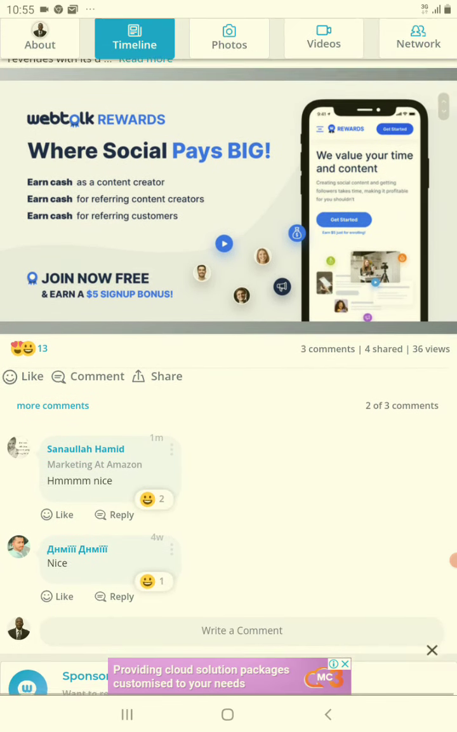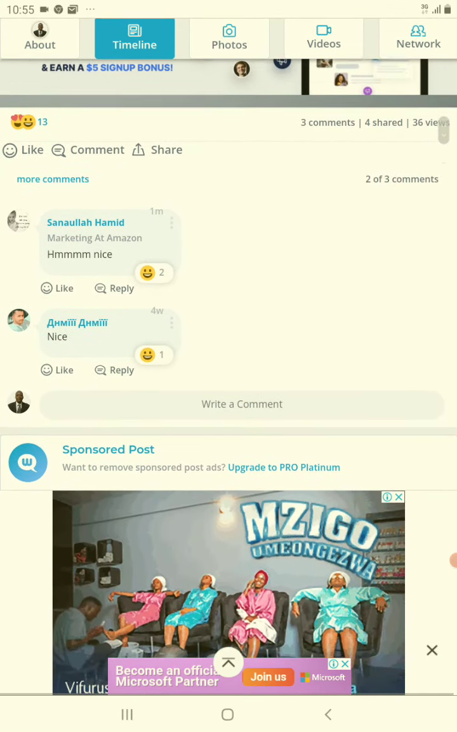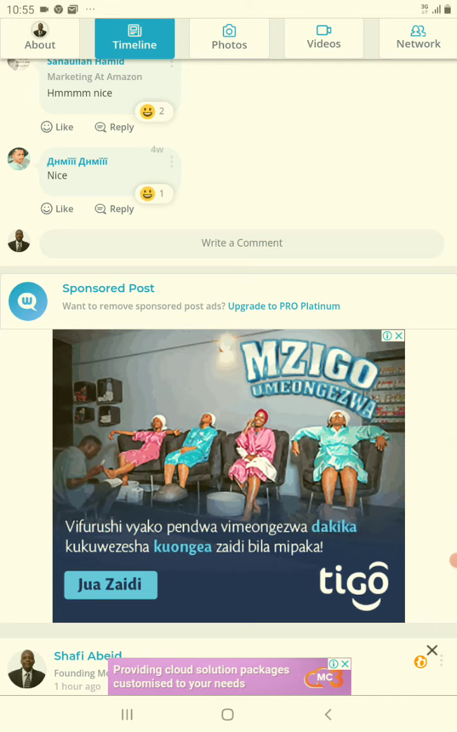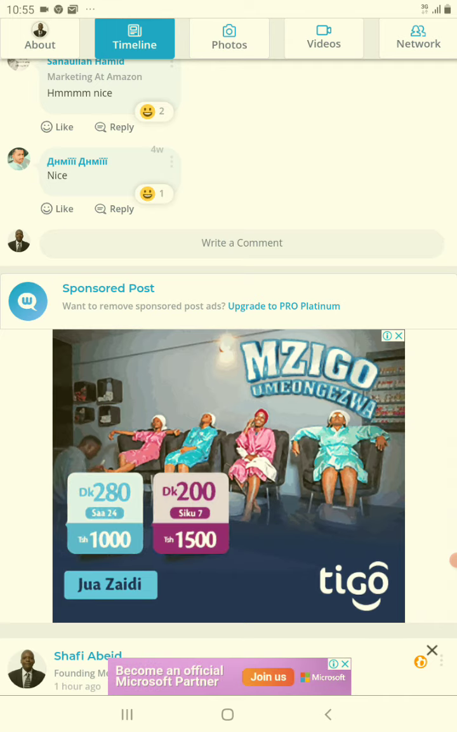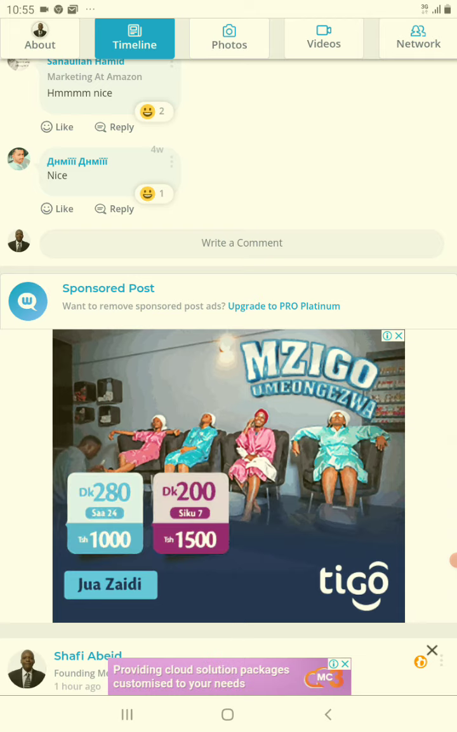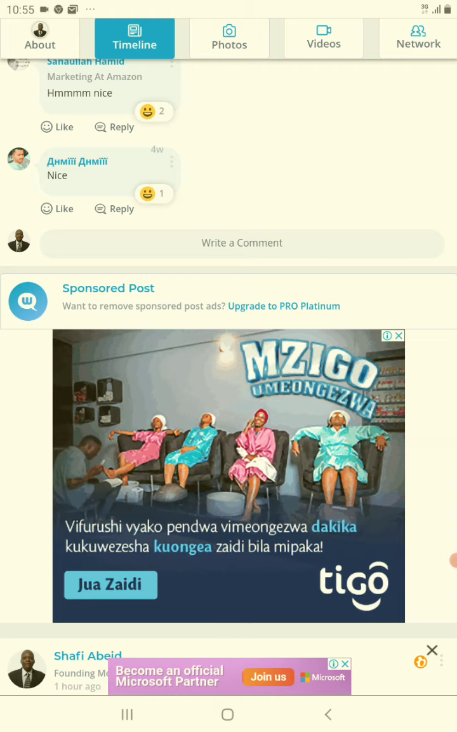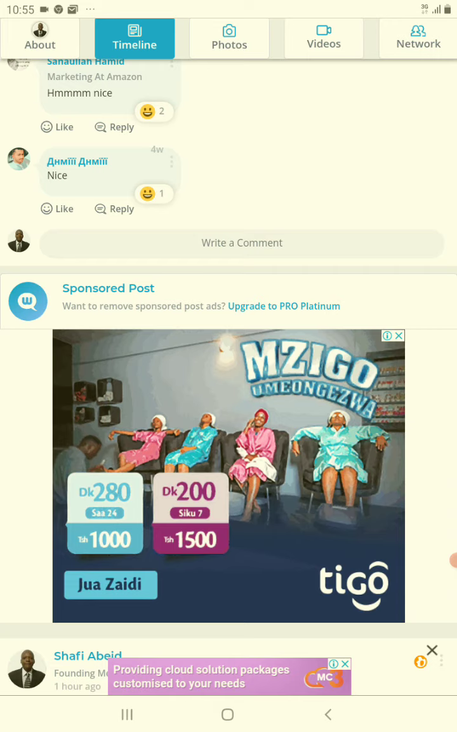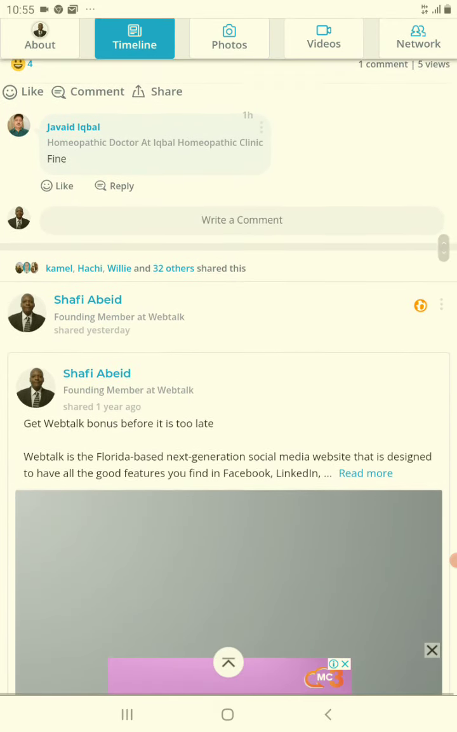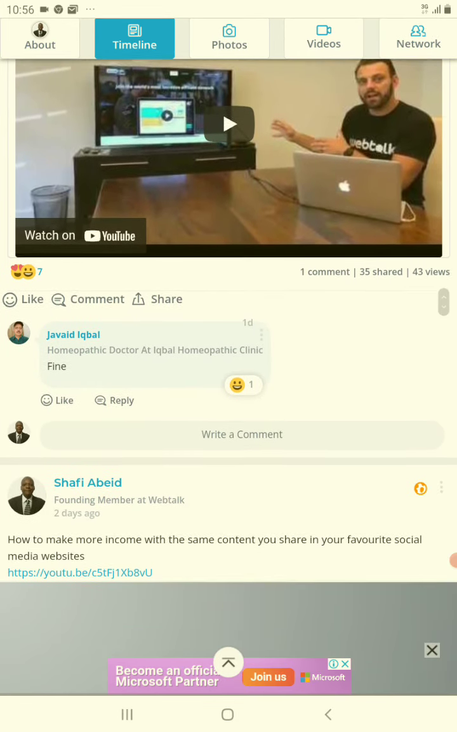So when you browse my content, in order to see it, you will see ads. For example, this sponsored post. Okay, so when you see it, you consume it, and Webtalk earns revenue by your consumption. I'm getting paid 10% of ad revenue generated by Webtalk because you have viewed this from my timeline. So this is how you make money.